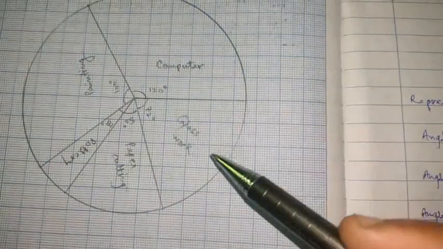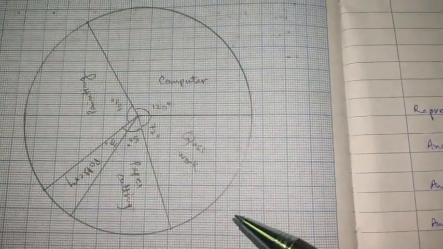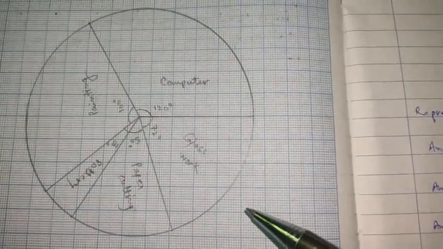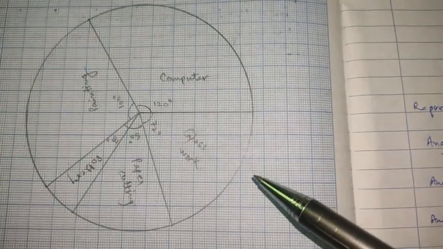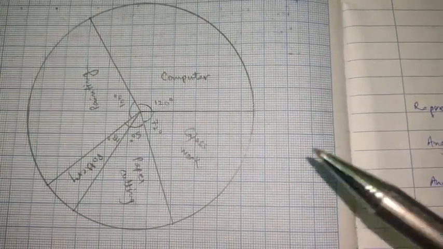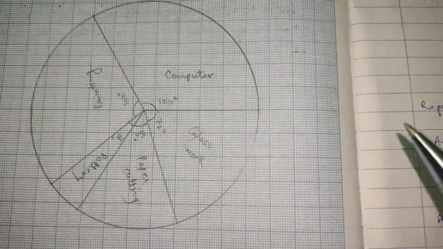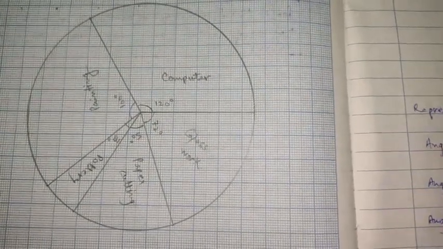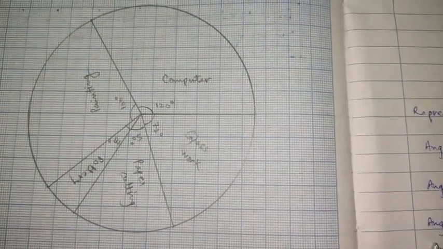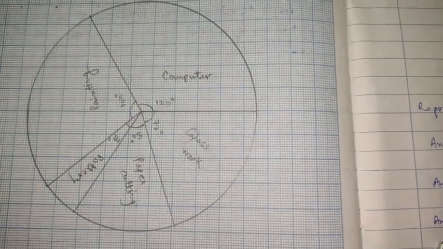So in this way, a few things you have to remember: while drawing a pie chart, you have to use a pencil, and it is not necessary to draw a pie chart on graph paper. You can draw it on plain paper also. But a histogram you have to draw on graph paper only. So in this way, you can express the data in a pie chart.